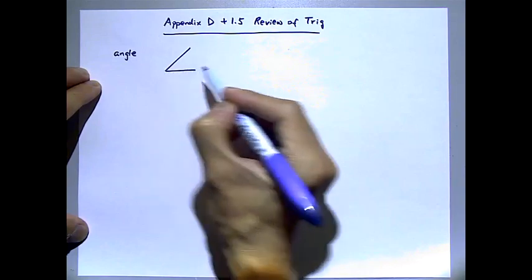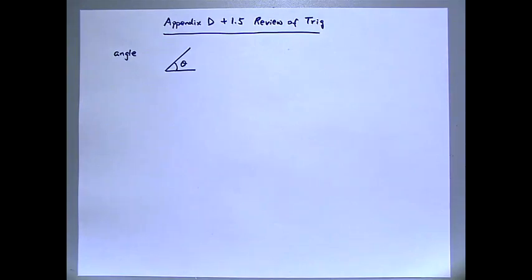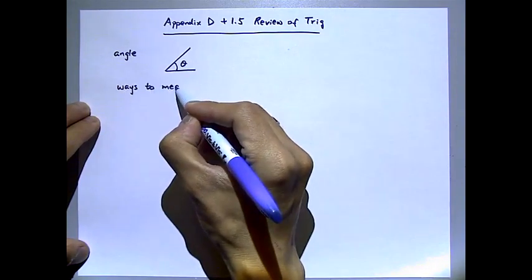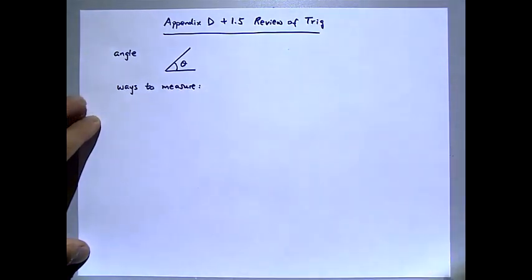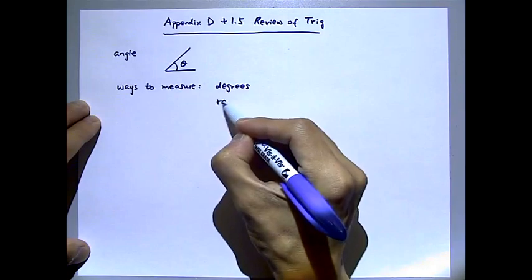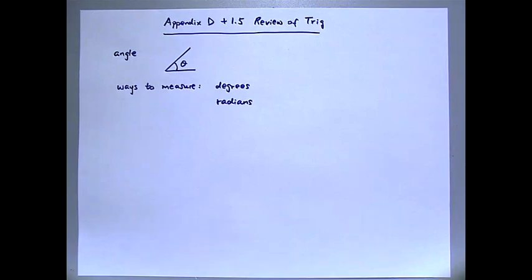Okay, so everything is based on measuring an angle. Usually, we use theta, right? And there are many different ways to measure. The most common ones that we use are degrees and radians. There are other ways to measure angles, but the ones that we use most in science and engineering are degrees and radians. There's something called a gradient. That's kind of a weird way to measure things, but you can look them up if you want. But the only two that we really need to know are degrees and radians.